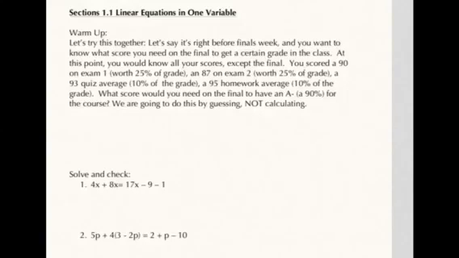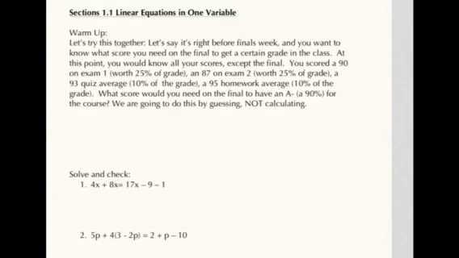Let's say it's right before finals week, and you want to know what score you need on the final to get a certain grade in the class. At this point, you would know all of your scores except for the final. Let's say you scored a 90 on the first exam, which is worth 25% of your grade, and 87 on the second exam, which is also worth another 25% of your grade, a 93 for your quiz average, worth 10% of the grade, and a 95% homework average, worth 10% of your grade. What score would you need on your final to get an A-, which is really a 90% for the course?